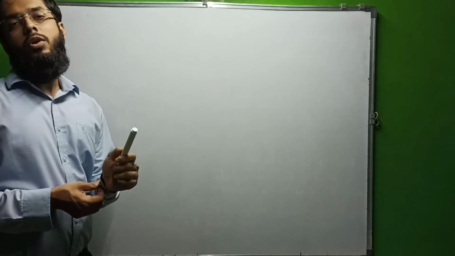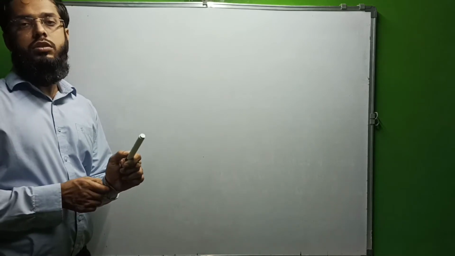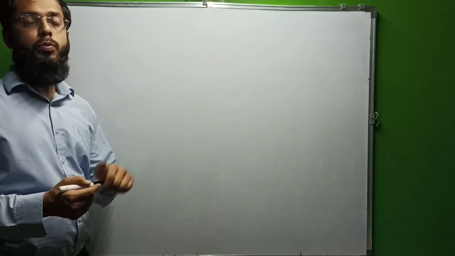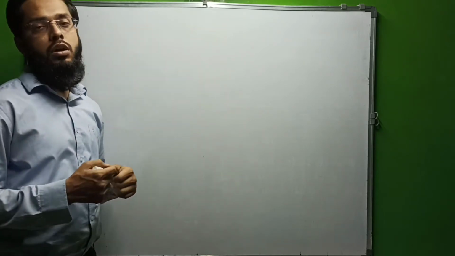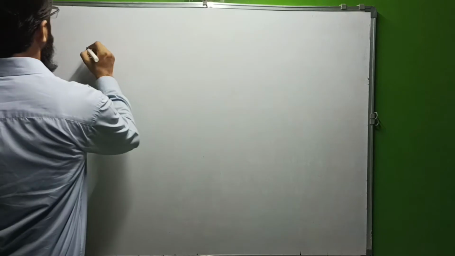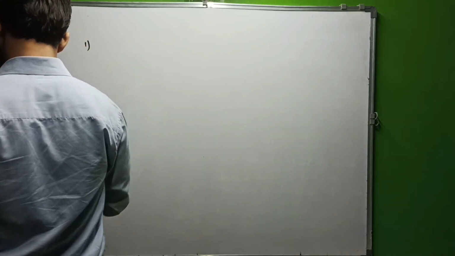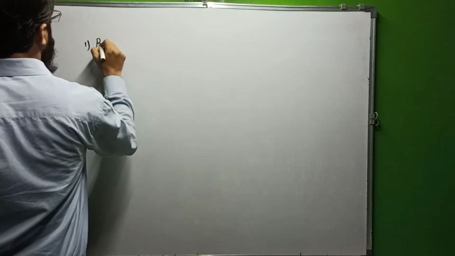So far we have learned about balanced chemical equations. Now let me show you some examples of how to balance some equations. For example, let's take something from your notebook. Barium chloride.